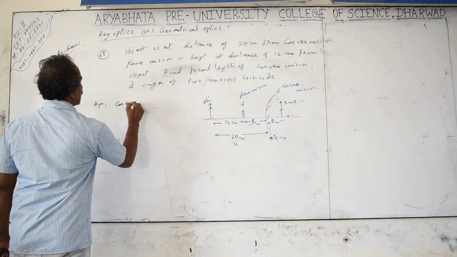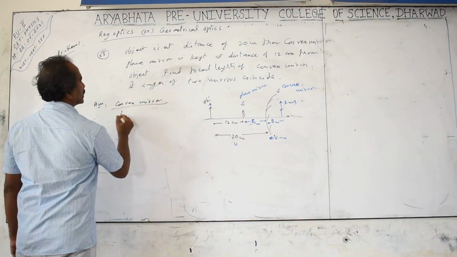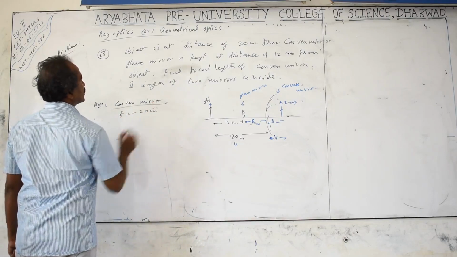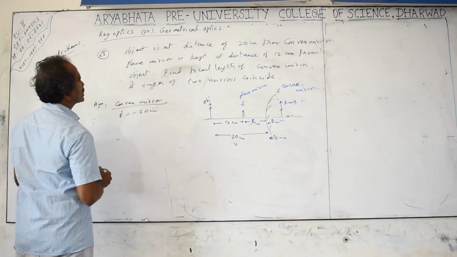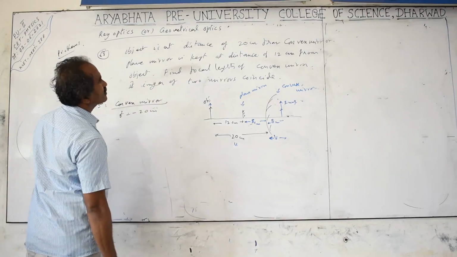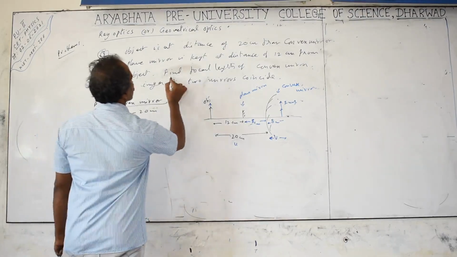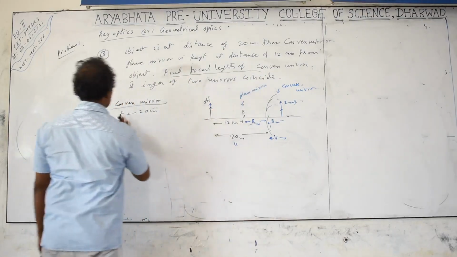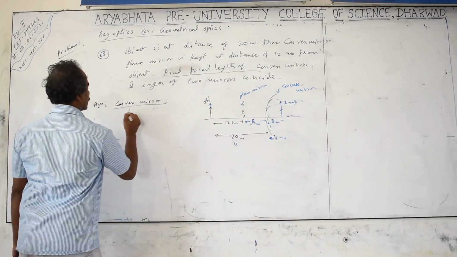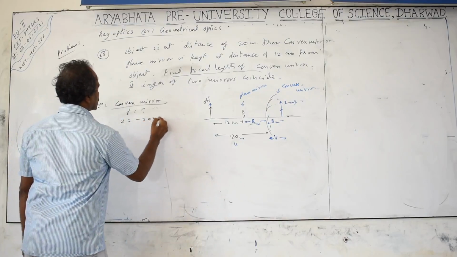It is a convex mirror. Focal length is equal to minus 20 centimeters. And object distance, a distance of 20 centimeters from the convex mirror. Sorry, we have to find the focal length of the convex mirror. F is not given. F we ought to find out. U is given. U is minus 20 centimeters.